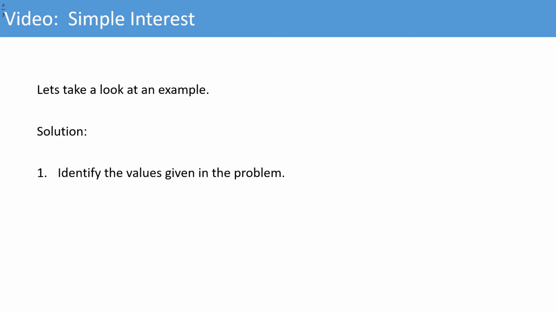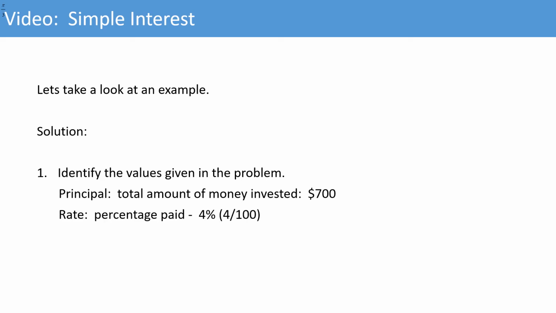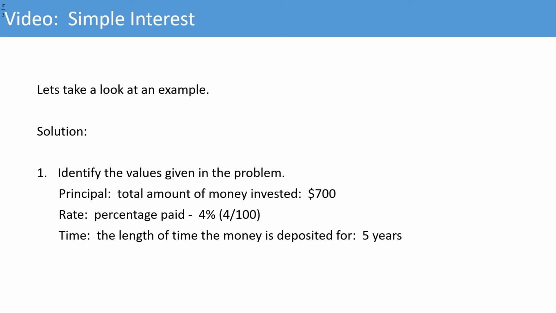Identify the values given in the problem. The principal, the total amount of money invested, $700. The rate is the percentage paid. 4% means 4 divided by 100. Time, the length of time the money is deposited for, 5 years.